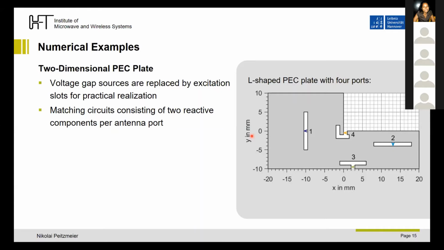Can we use this for practical design? In order to analyze this, we have replaced our ideal voltage sources by such electrically small slot excitations. We have used two-component matching circuits to perform impedance matching. And this looks, for example, like this.